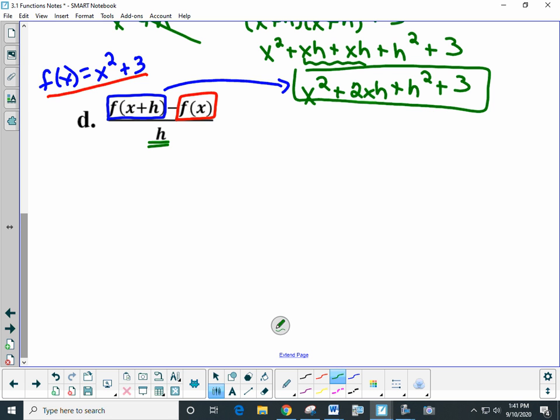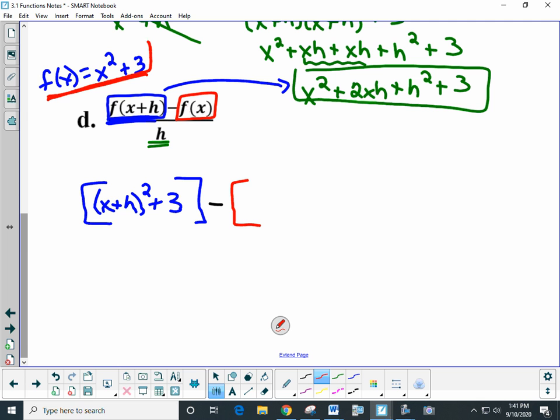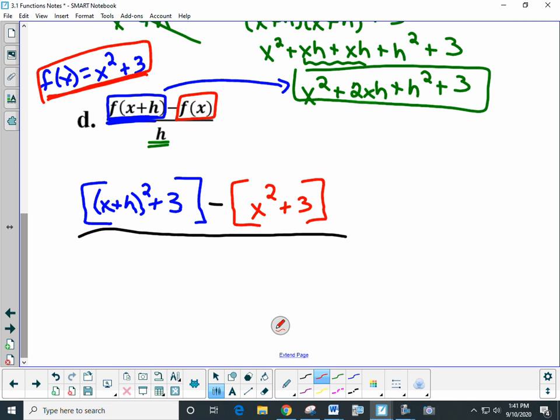So f of x plus h, let me keep it color coded here. That's my blue. It's going to give me x plus h squared plus 3. And I'm going to put brackets around it to show you that that's just this part right here. Then I'm going to subtract f of x. Well, f of x is what I gave you to begin with. It's the original function. So I'm going to subtract x squared plus 3. And then I'm going to divide by h. So we have all those components there. I have the blue piece from the x plus h, the red piece from the f of x, and the green piece from the h.